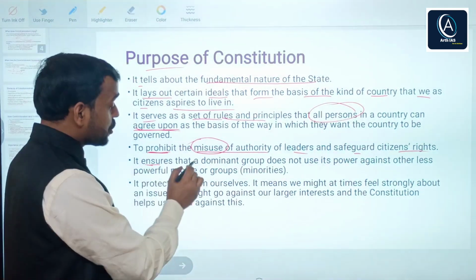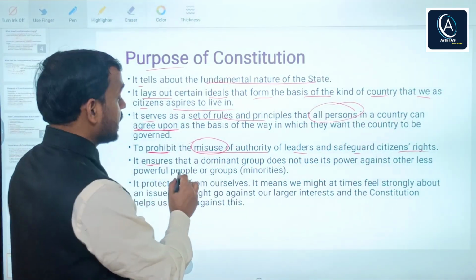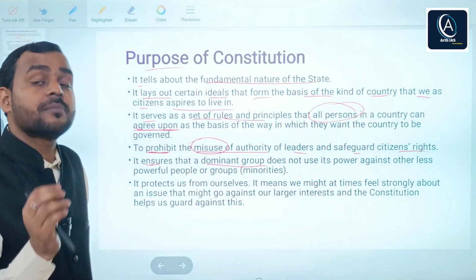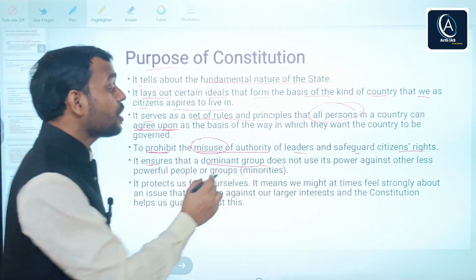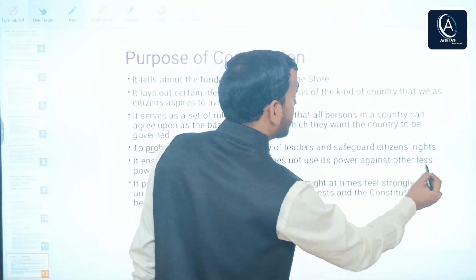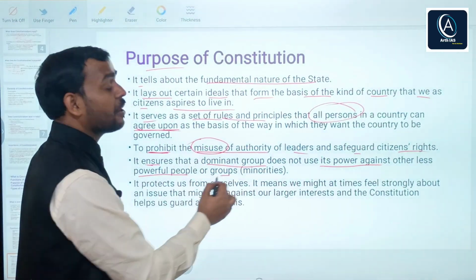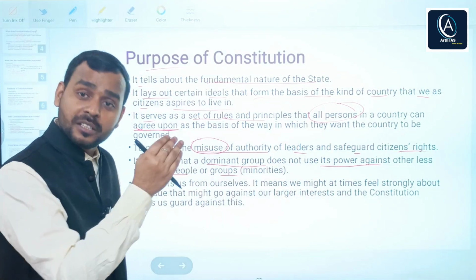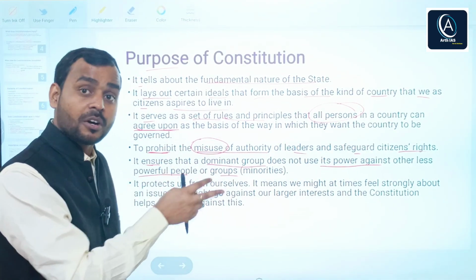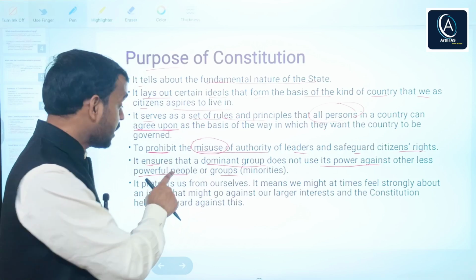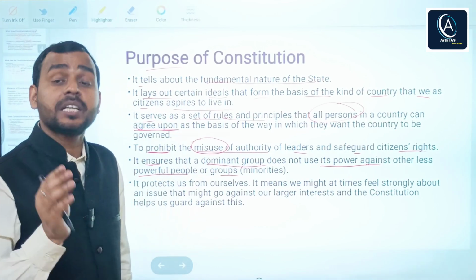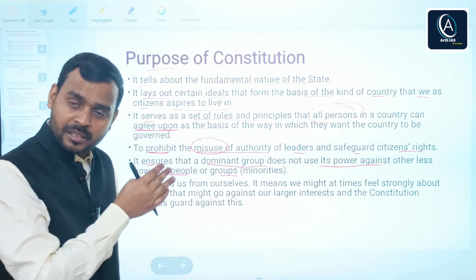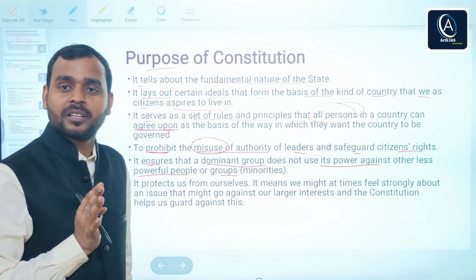Again, the constitution ensures that a dominant group, meaning the majority, for example a community in majority, should not use its power against other less powerful people or groups, that is the minority. Here the majority should not create atrocities on minorities. It is also checked by the constitution. That's why there are certain privileges given to minorities by the constitution.